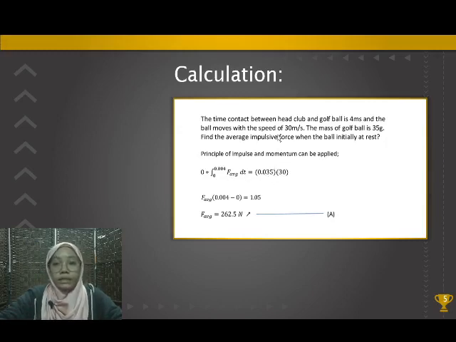Okay, the 30 m/s is the final speed of the golf ball. After we do the math, we will get the average impulsive force.